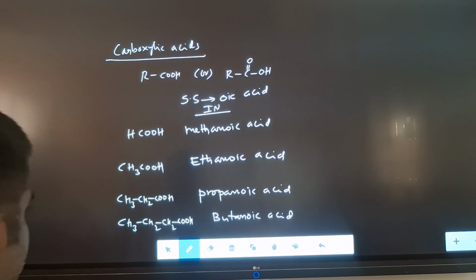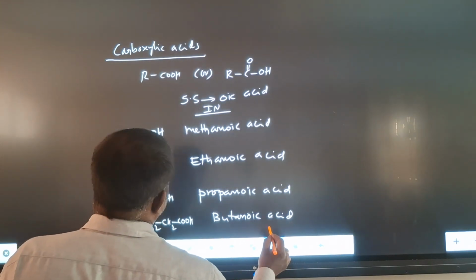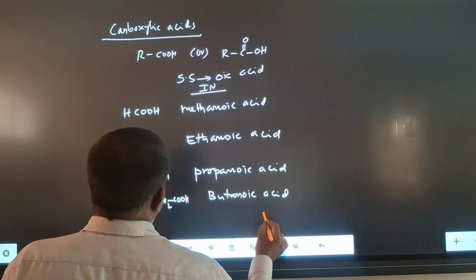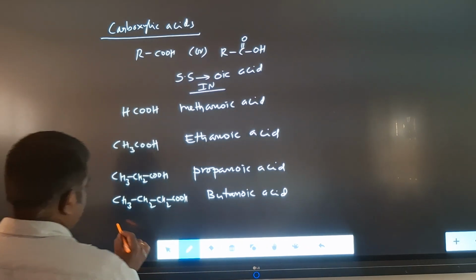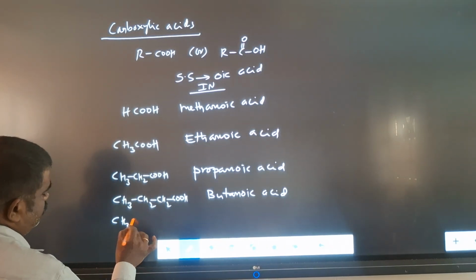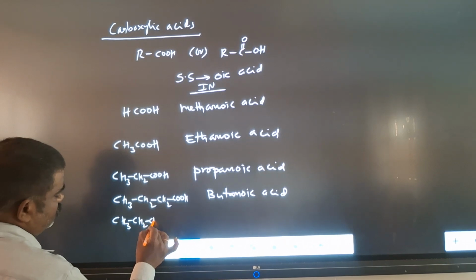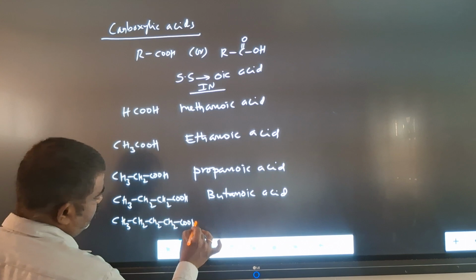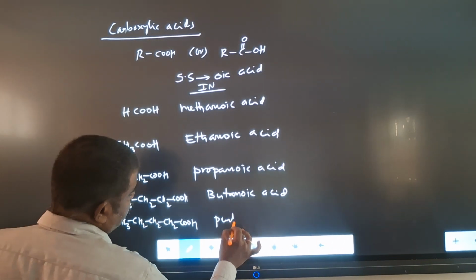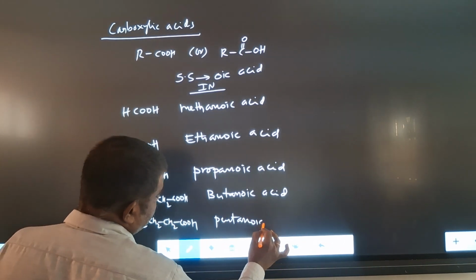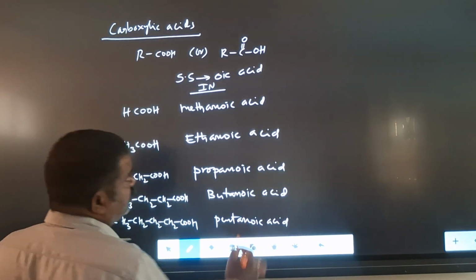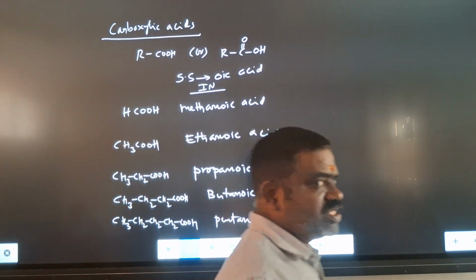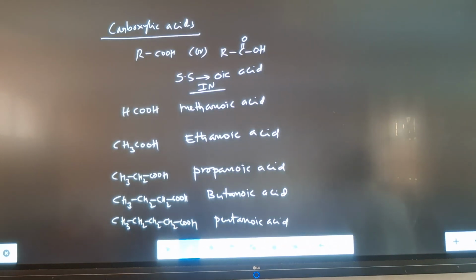Another one is CH3CH2CH2CH2COOH. Total carbons are 5. It is known as pentanoic acid.